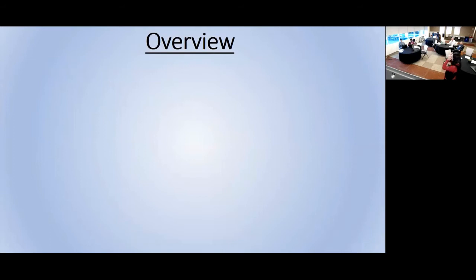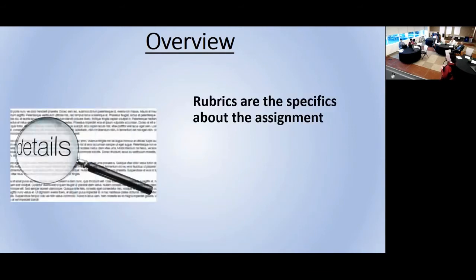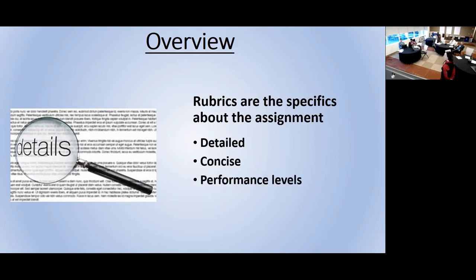When a faculty member creates assignment instructions, they have a whole lot of information. That's good because it lets the student know exactly what they need to do. But sometimes it can be a little confusing for the student to know exactly what to put in their assignment. So what Kathryn and I do is take those assignment instructions and break them down. We make sure that the rubric is very detailed, but also very concise. We also make sure that the rubric has performance levels, and that we use high order verbs.